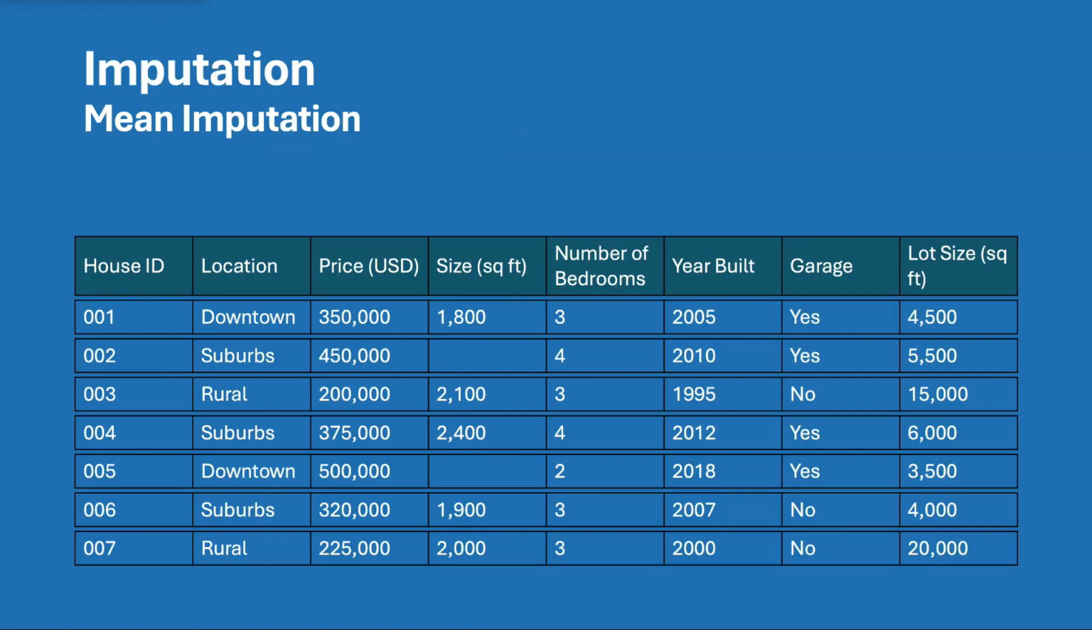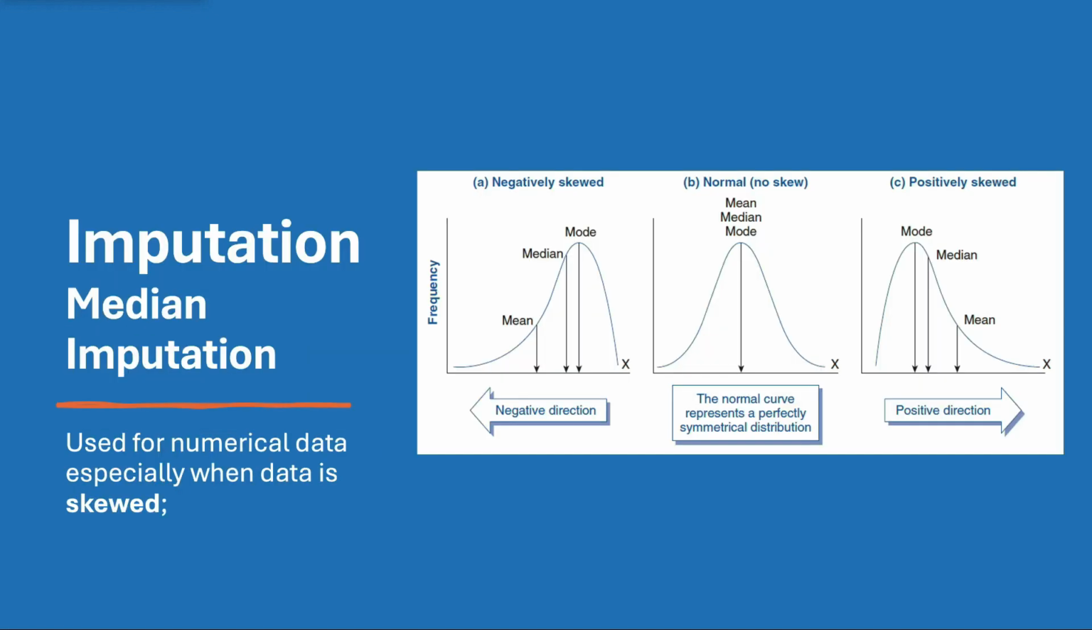Suppose you have a dataset of house prices and one of the columns is the size of the house in square feet. If some of the values in the column are missing, you might impute the missing values with the mean size of the house, because the mean is a representative value of the dataset, especially when the data is normally distributed. Median imputation is also used for continuous numerical data.